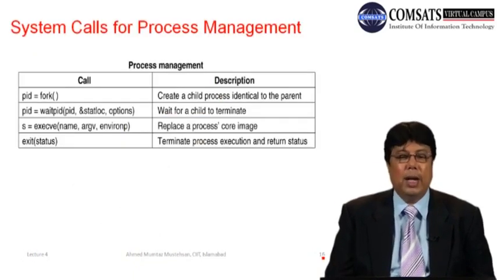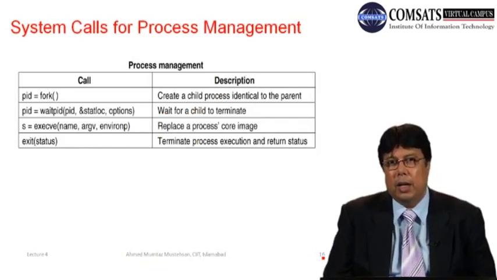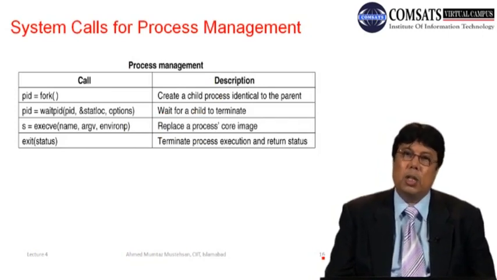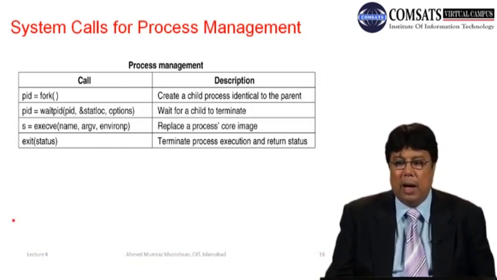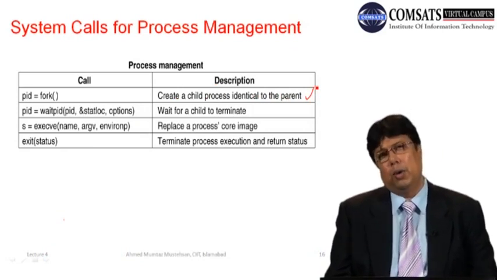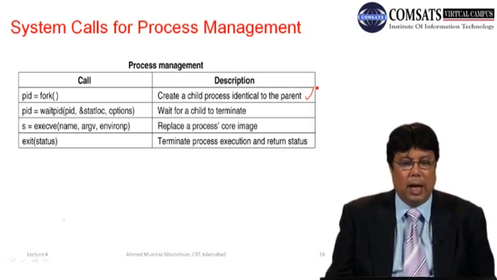Now there are different categories of system calls. We have taken an example of read and write system calls. Okay? So I will just quickly go through it. There are process management system calls. For example, PID equals fork. It creates a child process identical to the parent process. The fork command is used in Windows to create a process, and in Unix also we use fork. Then next is wait.